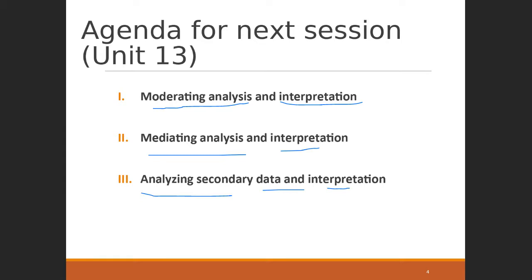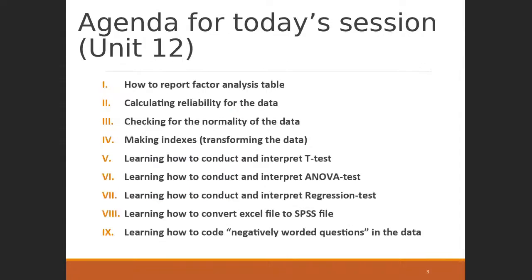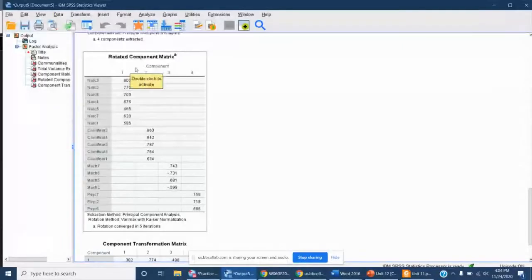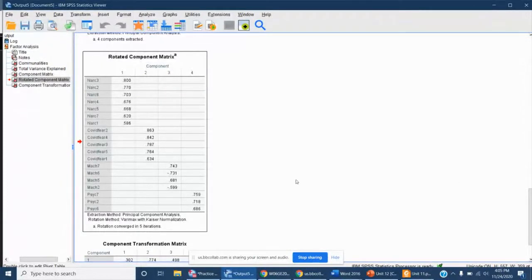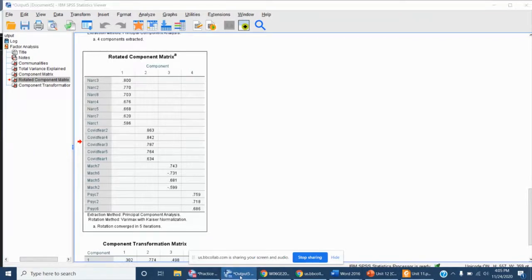Okay, so let me begin today's agenda, which is, first of all, we need to understand how to report a factor analysis table. Now, let me share my screen with you guys. Okay, so we ended our last session at this particular junction. So this was the table which was produced as a result of our factor analysis. So this was basically our factor analysis table.